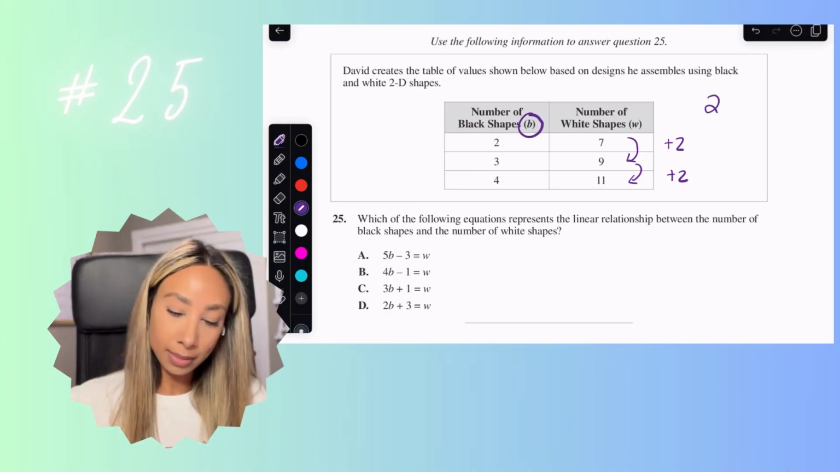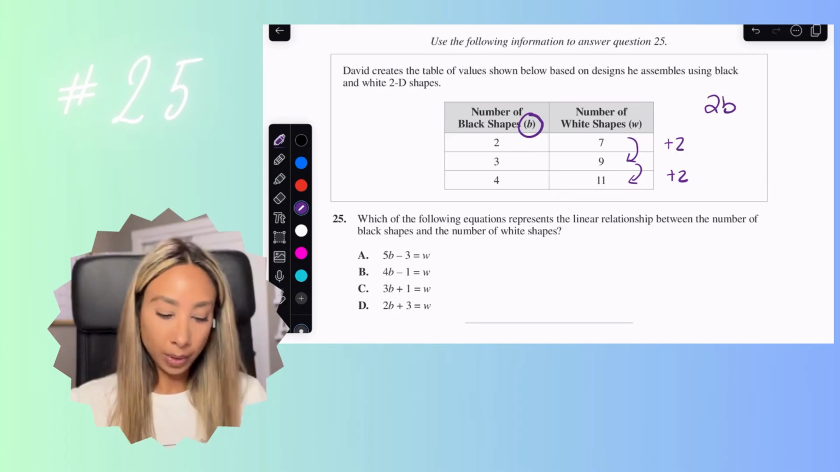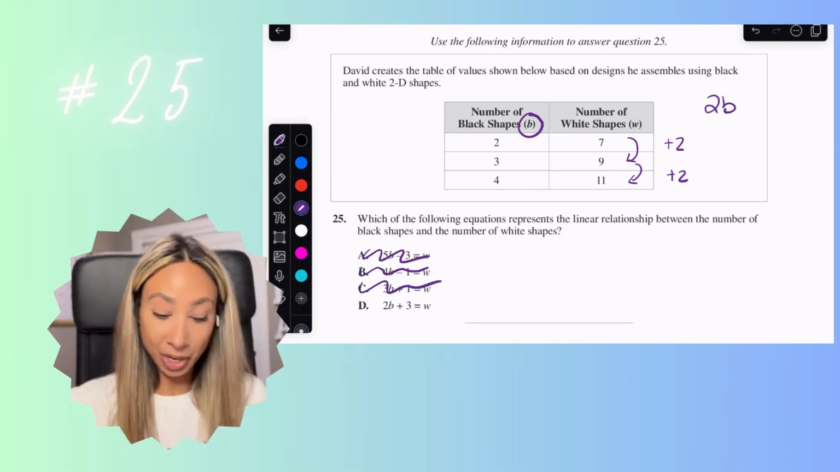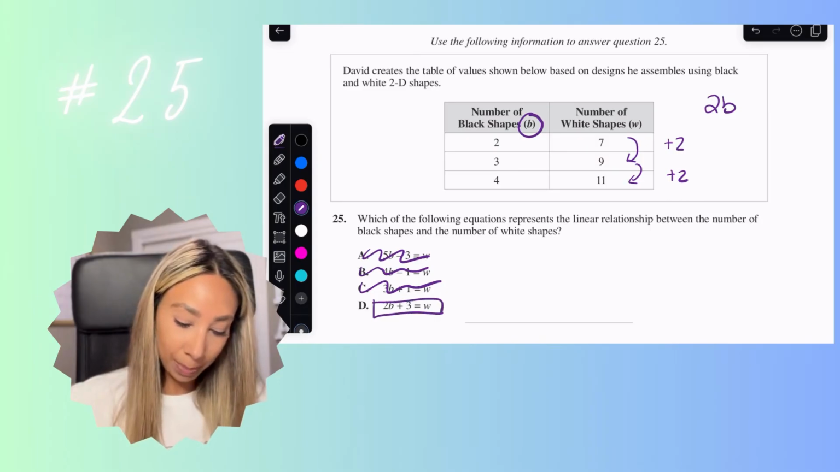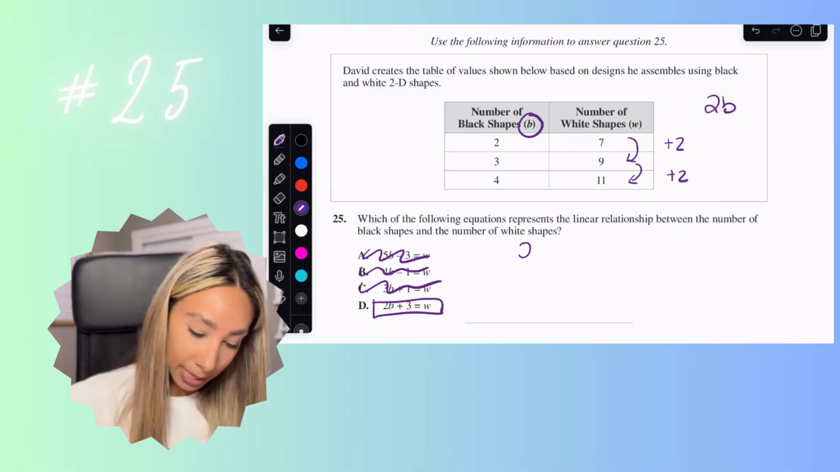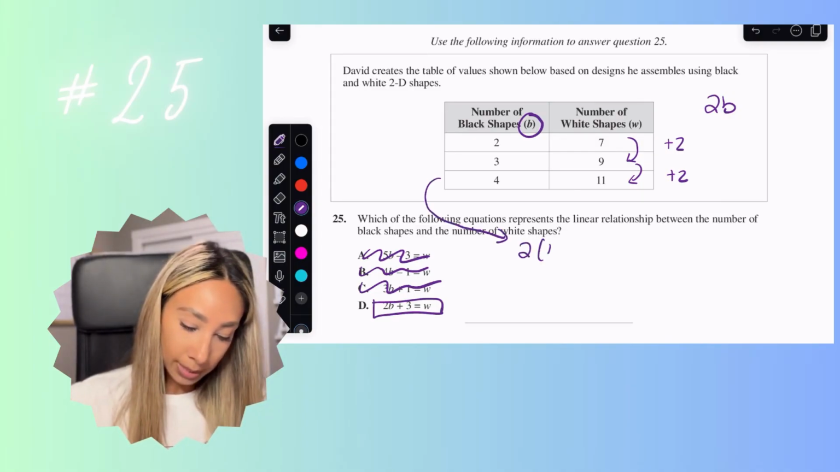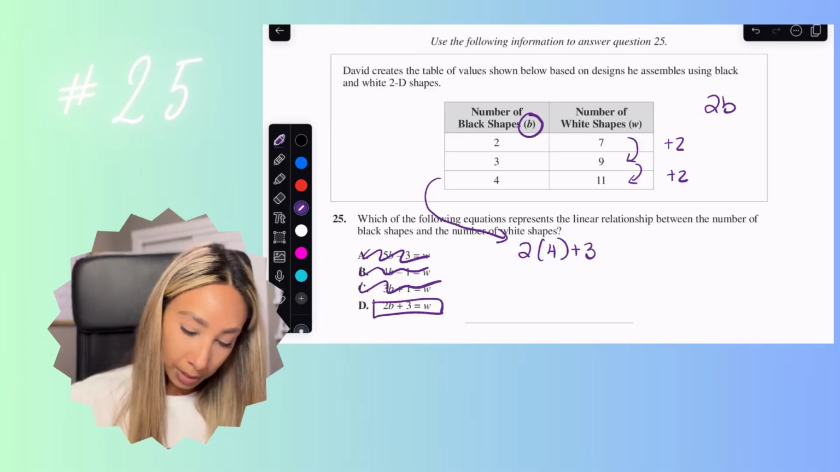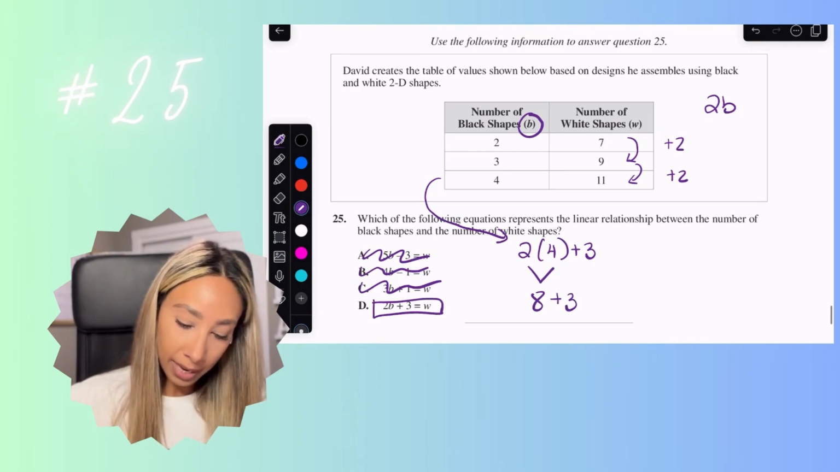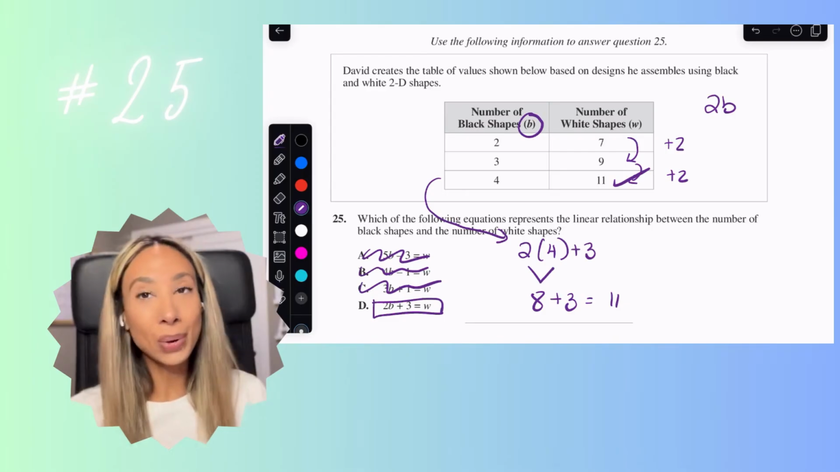That means this is going to be 2B. Okay, so anything really without a 2B is going to work. So that's saying 2B plus 3 equals W. And we can just double check this as well. So for example, let's plug in these values here. I'm going to say 2 times 4 plus 3, that should give me 11 if I did it correctly. So 2 times 4 is 8, plus 3, yep, that gives me 11, which is the number of shapes. So our answer here is going to be D.